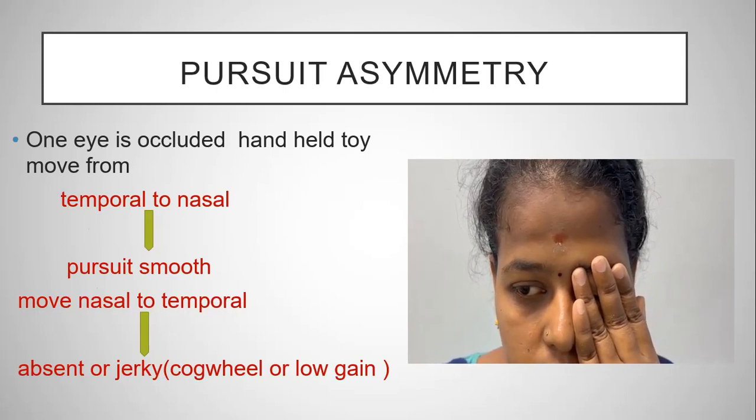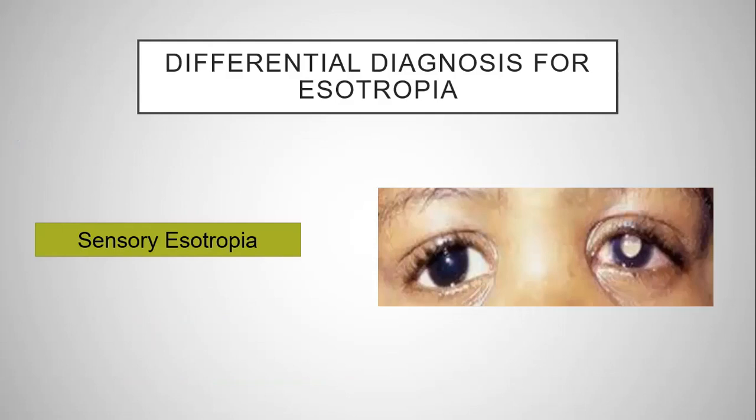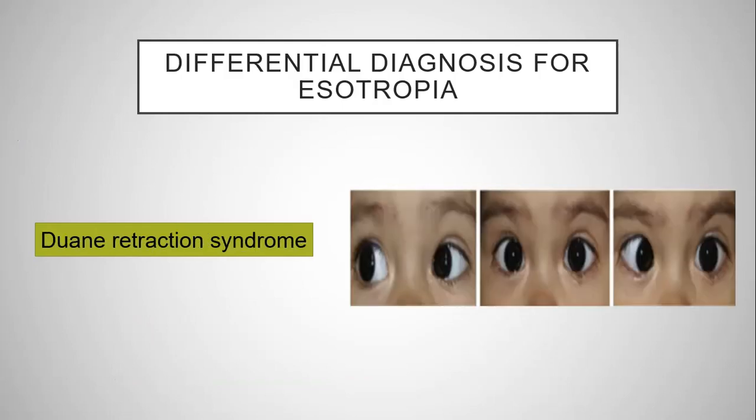These are the differential diagnoses of esotropia. You have to exclude sensory esotropia by examining the fundus for optic atrophy, retinal detachment, corneal opacity, or cataract. Type 1 DRS you have to exclude from congenital esotropia by looking for any profound restriction. In type 1 DRS we see upshoot, downshoot, and globe retraction.